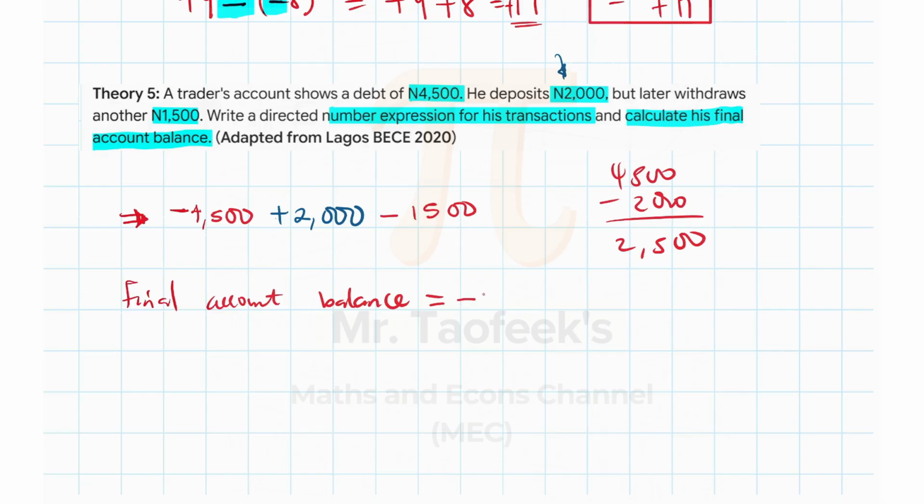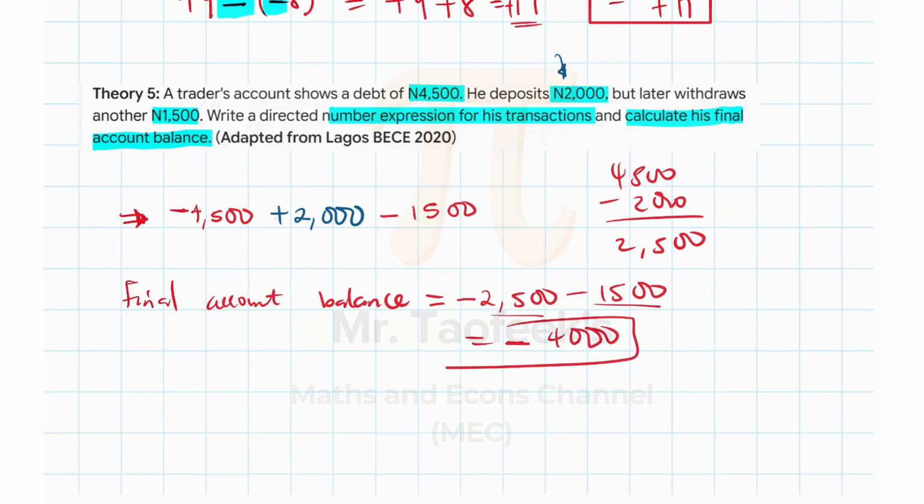So negative 2,500, and then don't forget minus 1,500. So these two numbers are negative, so our answer is going to be negative. We're not multiplying, we're just basically subtracting two numbers from each other. So 2,500 plus 1,500, ignore the sign, add these two numbers, 4,000, and then the minus stays the same. So the final balance in the person's account is a negative 4,000.